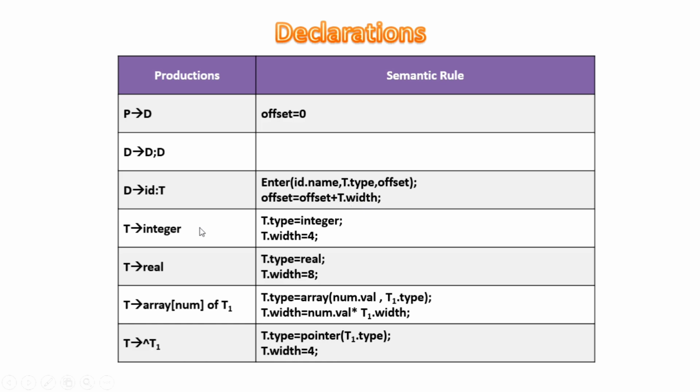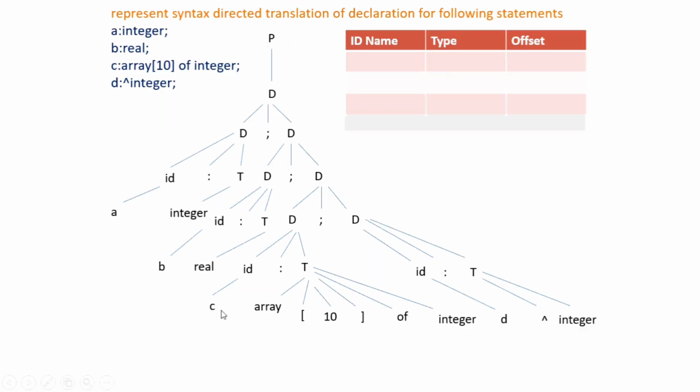Now what is this data type here? T is called integer. If T is an integer data type, type should be mentioned as integer, and the width of integer is 4, that means 4 bytes. When the data type is real, then T dot type should be real and the width should be 8 bytes. If the data type is an array, then array of num of T1. Now, of T1 is called a data type here.